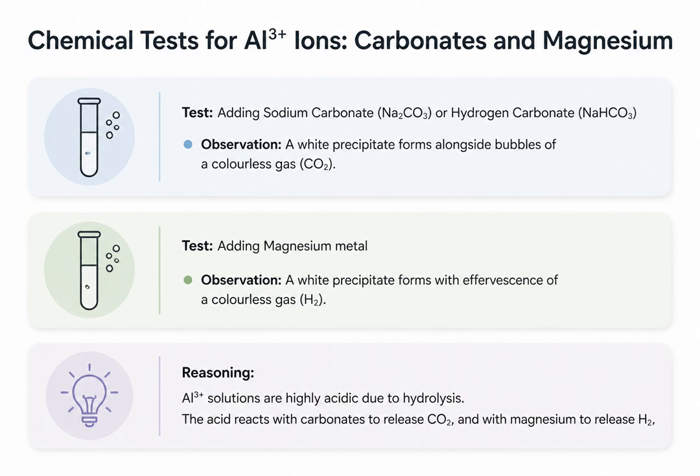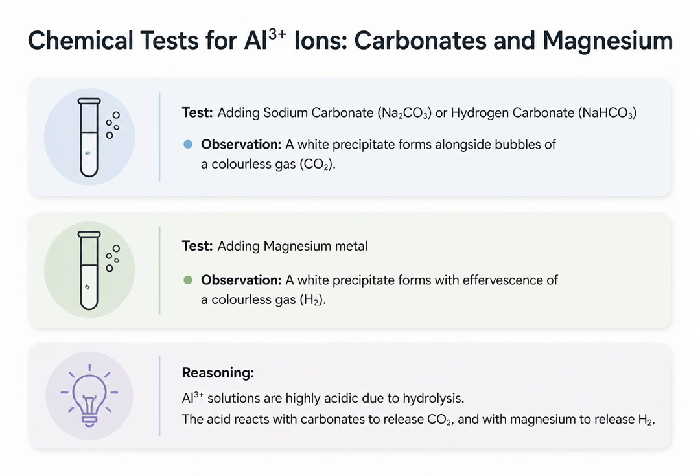Because the aluminum ion has a high charge density, it strongly polarizes water molecules in solution, making aqueous aluminum solutions quite acidic. We can see evidence of this acidity in two specific tests. If you add drops of sodium carbonate or sodium hydrogen carbonate to an aluminum solution, you won't just get a white precipitate of aluminum hydroxide, you will also see bubbles of a colorless gas.